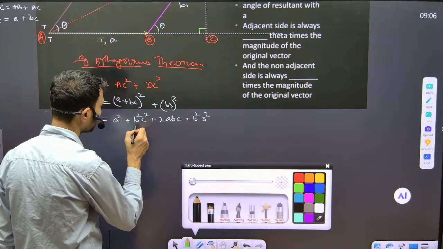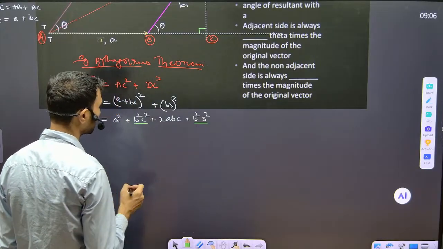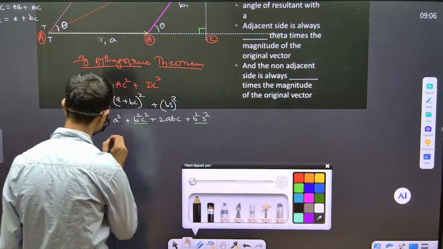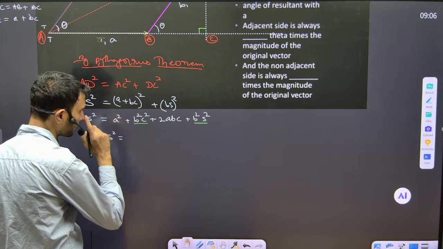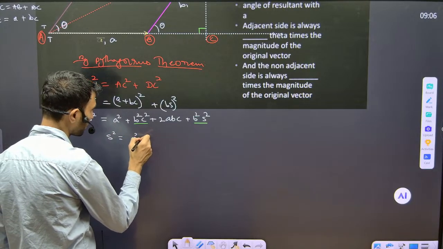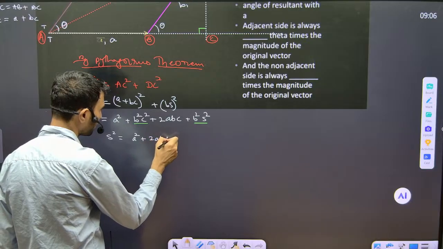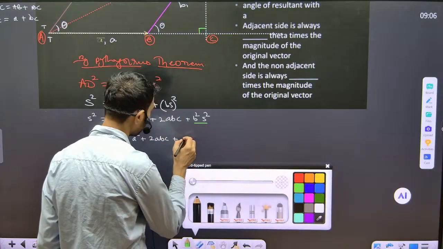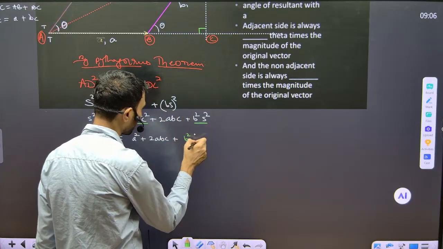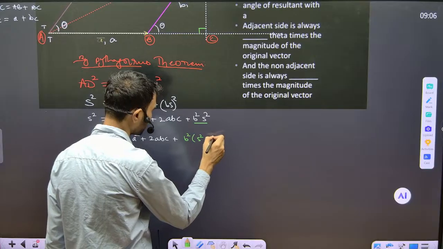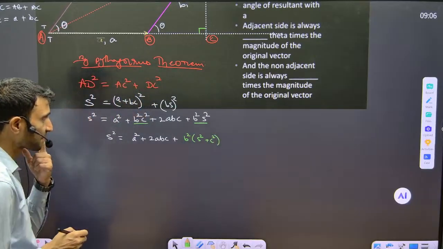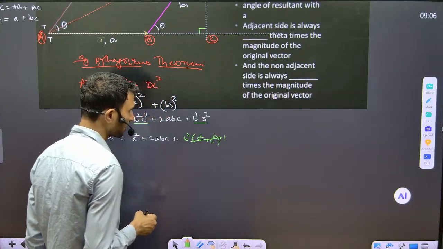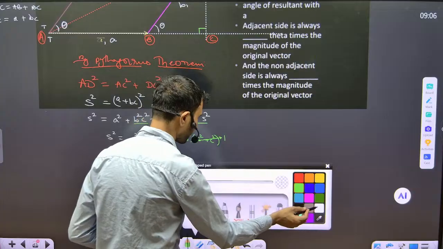Now if you see B square C square and B square S square, you can bring them together and write it as S square is equal to A square plus 2ABC plus this. You can take B square common and it will be S square plus C square. And you know what is the value of S square plus C square? That's equal to 1. Right?